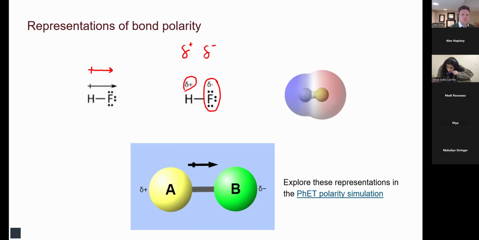Now, the last way that we can visualize this is with this right here. And this is known as an electron density map. Really, this is just monitoring where the electrons are. Where are they more likely to be found? Blue indicates few electrons, and red indicates more electrons.